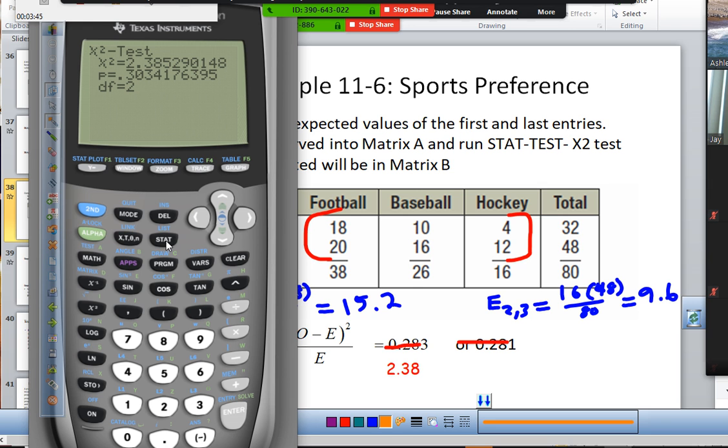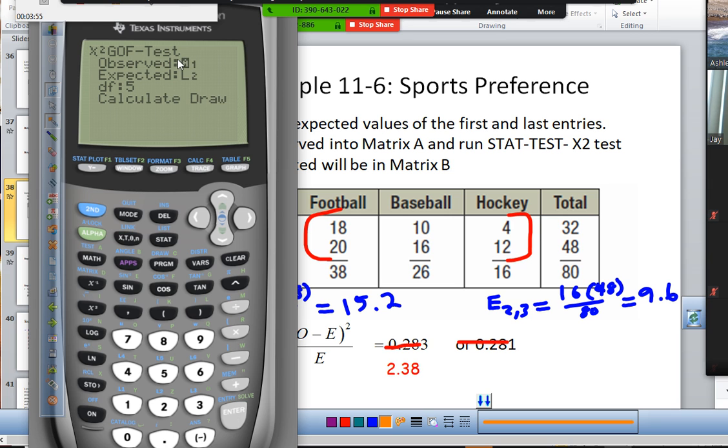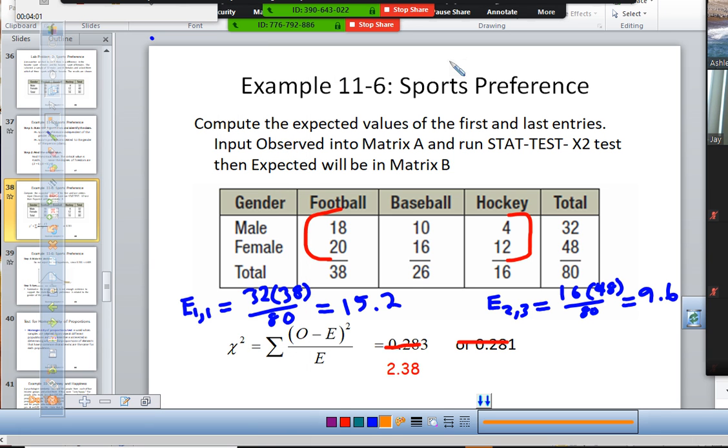As a side note, if you have an 84, you can use this for your goodness of fit tests. You put your observed into list 1 and your expected into list 2. But you still have to write them all out. But you can use that to calculate that if you want. That's the one time when 84 is more useful than the 83. Okay.